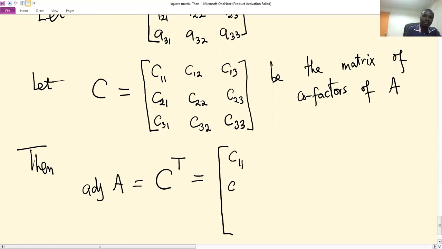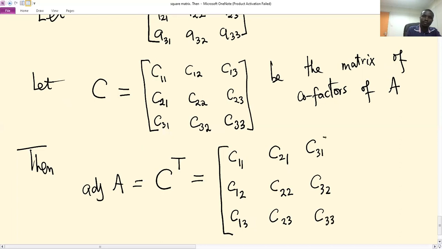C11, C12, C13, C21, C22, C23, C31, C32, C33. So that's by definition.